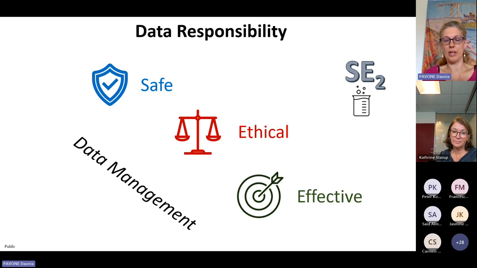Having said that, I wanted to show you this slide because I think it's visually effective to remember what data responsibility is: safe, ethical, and effective data management. And a note, today we will very much focus on data collection, but data responsibility looks at all the different steps of the data and analysis cycle. So keep that in mind for today's session.